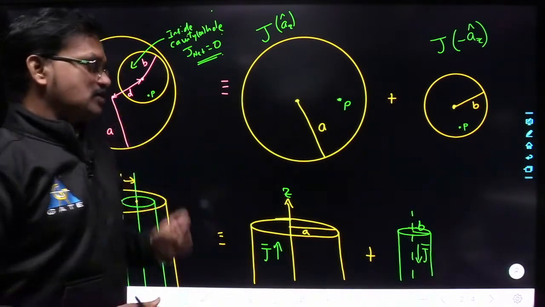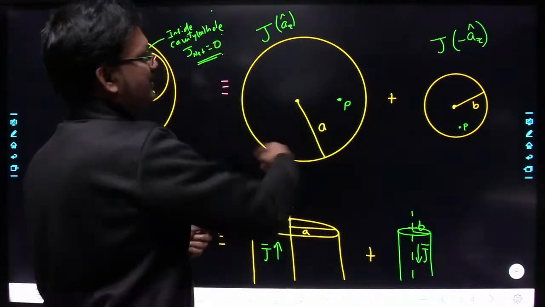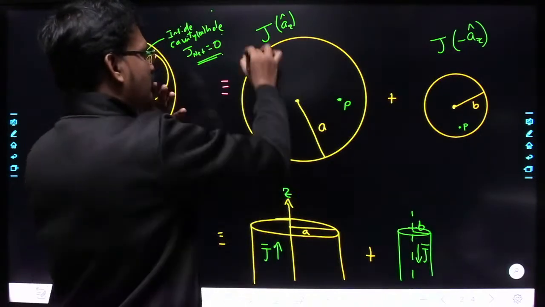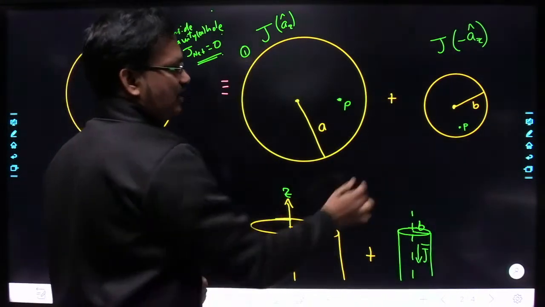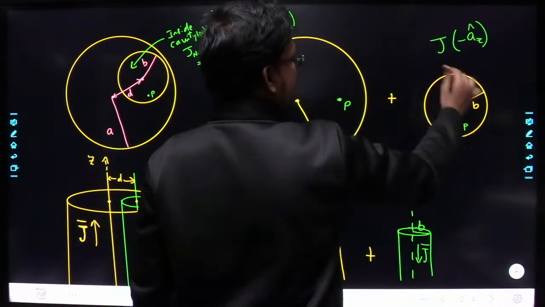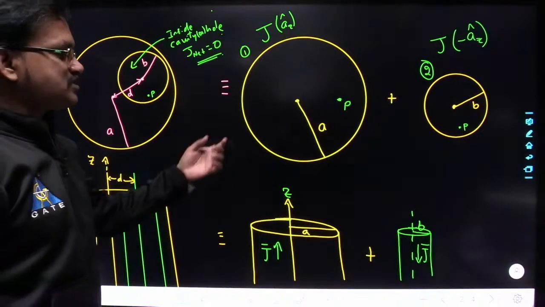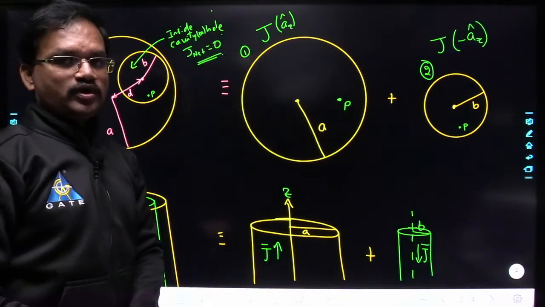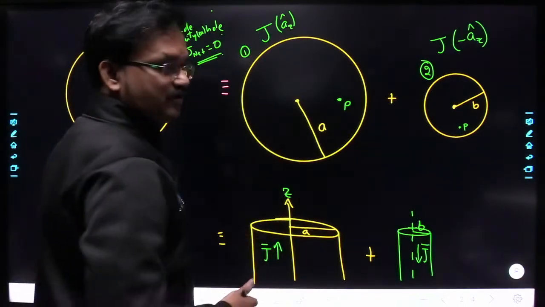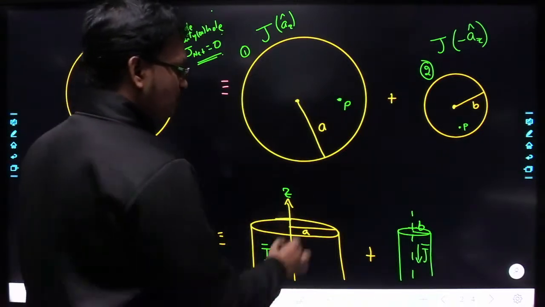Understood? Okay, so here this point P is lying inside this cylindrical wire 1, so let us consider this as 1, and the same point P is lying inside the cylindrical wire 2. Understood? Okay, so what is the expression for B field here? What is the expression for B field inside the wire?